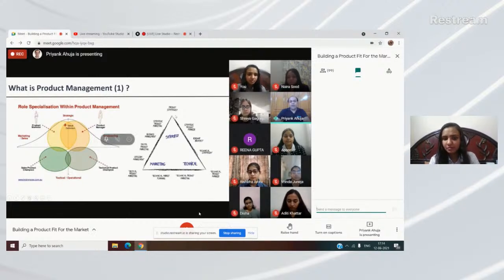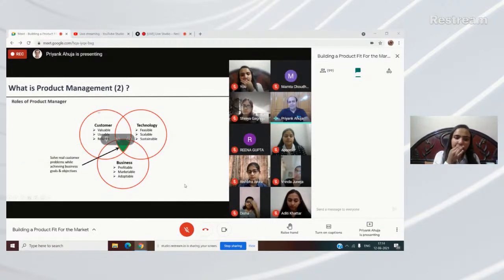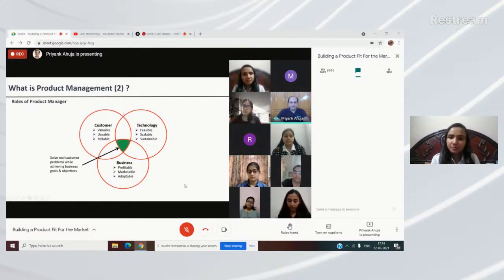So let's understand what the product manager actually does. A product manager is actually dealing with 3 different parties. First is your end customers. There are basically 4 types of stakeholders.